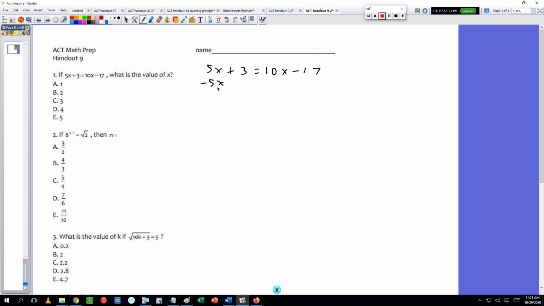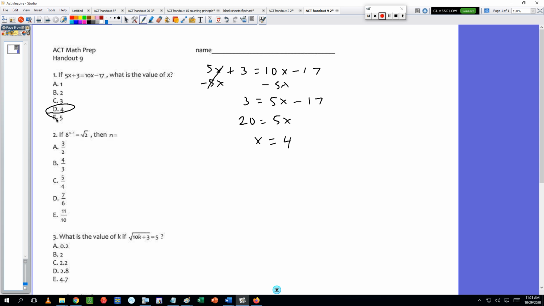I'm going to subtract 5x. That allows those to cancel. 10x take away 5x is 5x. Then I'm going to add that 17 over. And that's going to give me an x is equal to a 4. Our answer is D. Number 2 is an exponential equation where the bases are the same.